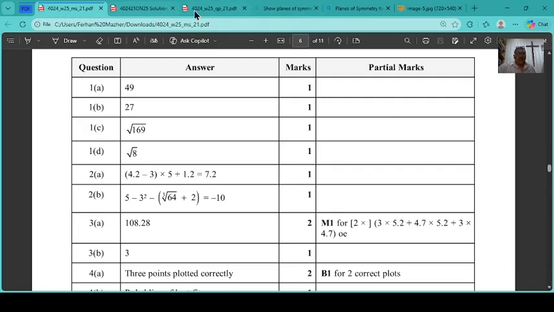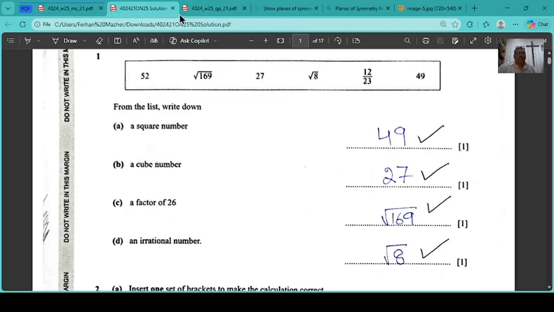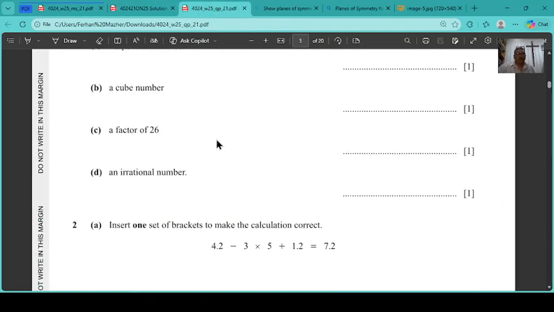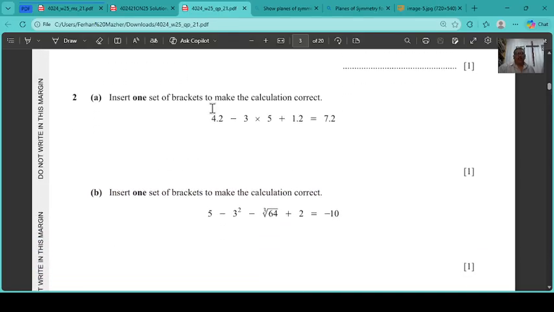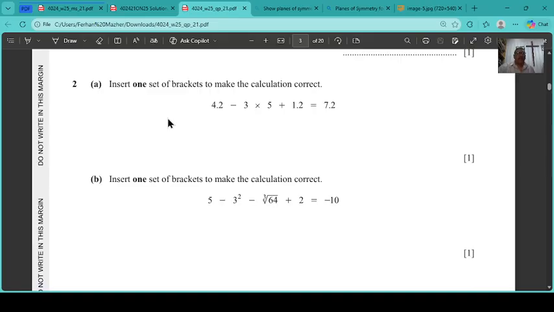Then we have Question 2, so let's go to Question 2. Now Question 2 is showing up on your screen. Insert one set of brackets to make the calculation correct. Here we have 4.2 minus 3 multiplied by 5 plus 1.2 equals 7.2.